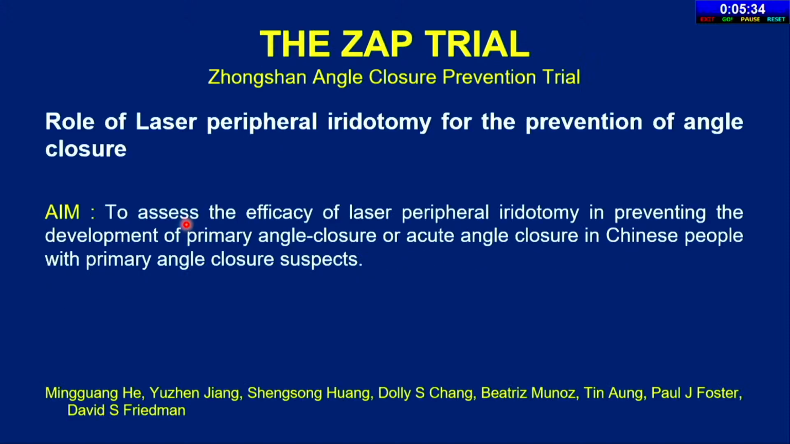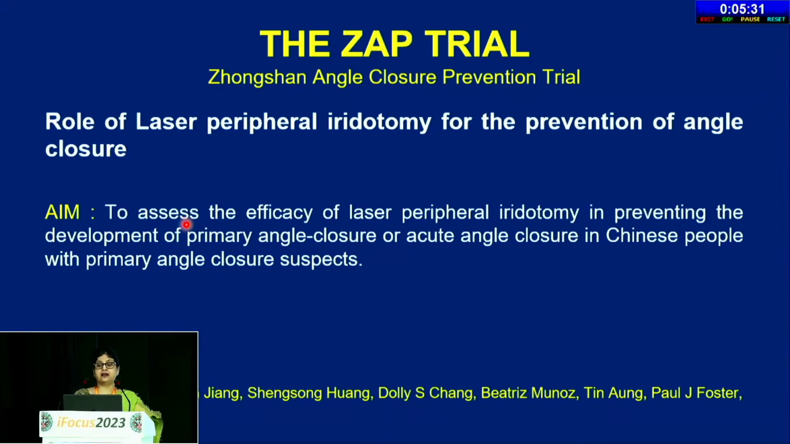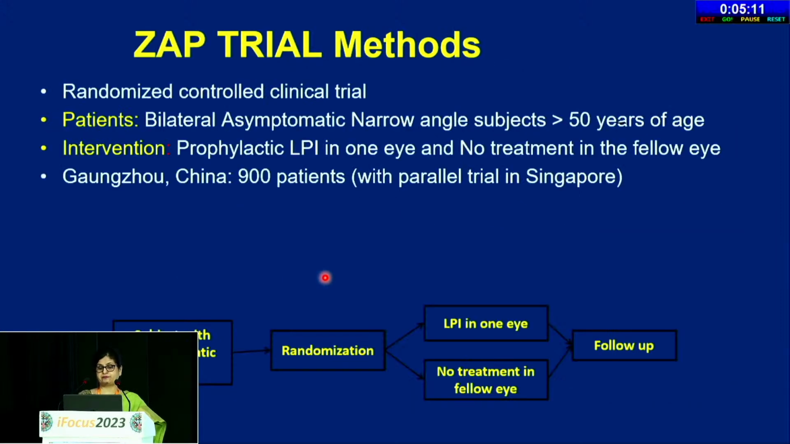And so this ZAP trial, I think, is a very logical trial, and it gives us some answers. It was conducted with the aim to assess the efficacy of laser peripheral iridotomy in preventing development of primary angle closure or acute angle closure in Chinese people with primary angle closure suspects. It was conducted both in China as well as in Singapore. It was a randomized controlled clinical trial, and the patients were randomized to either LPI in one eye and no treatment in the fellow eye. So the control was also the other eye of the patient.